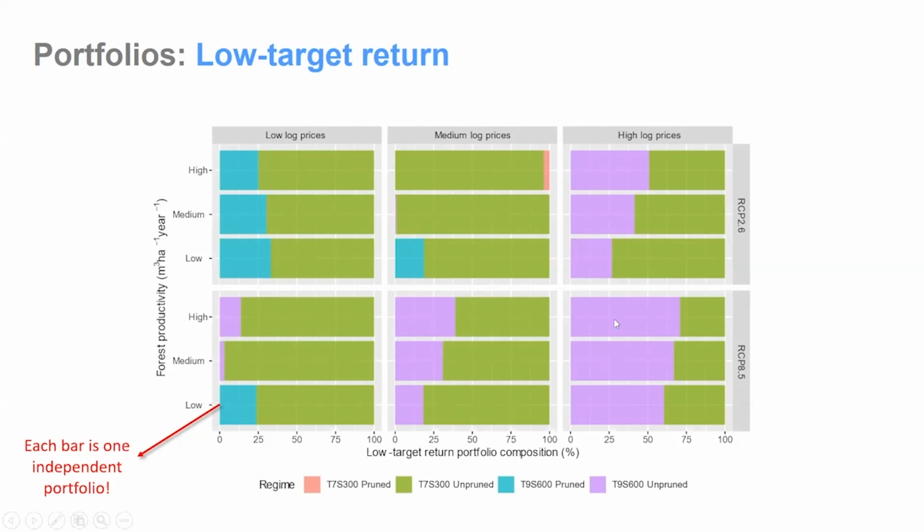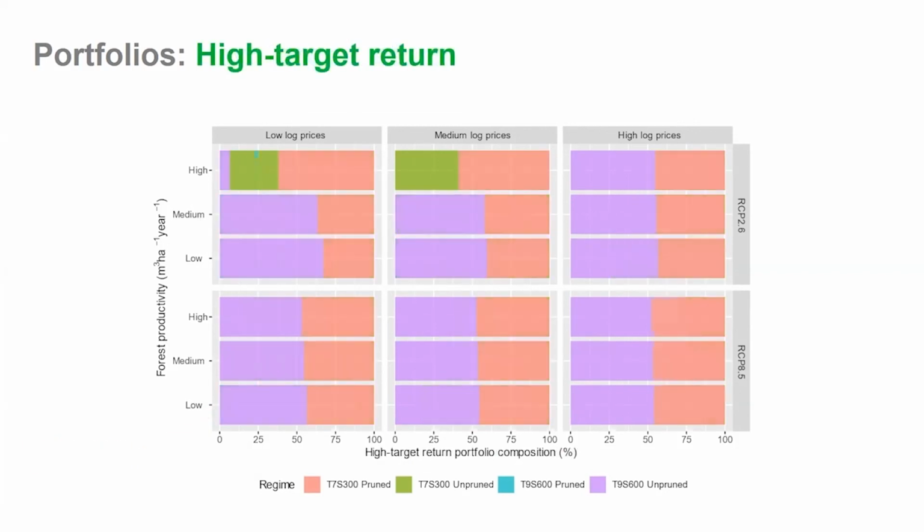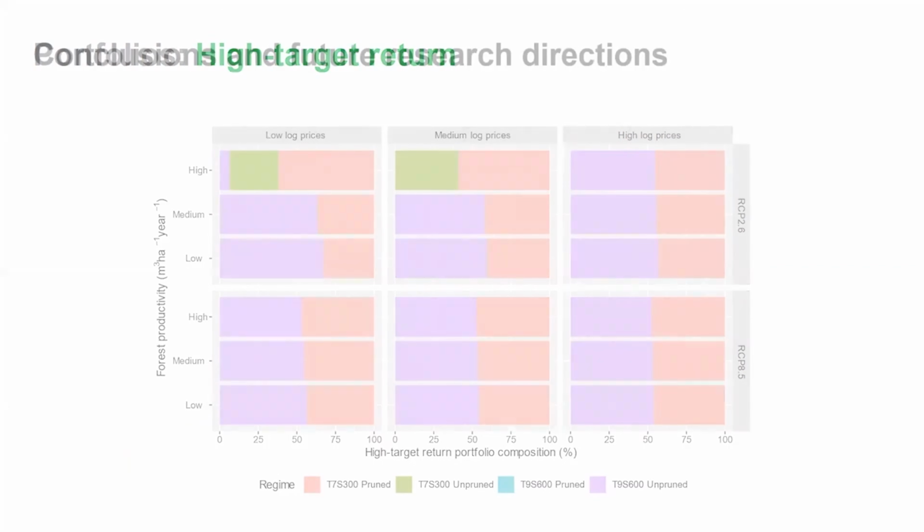objective, okay? If we change the objective of our portfolio, if we go from the low target return to a high target return, then our portfolio also changes, okay? And in this case, we start to see the presence of the T7S300 prune regime, which is, according to the data that we used, associated with the highest returns, but also with the highest risks, okay? So here we have just 2 examples of our portfolios, okay? And with that, let me move into the conclusions and future research directions.